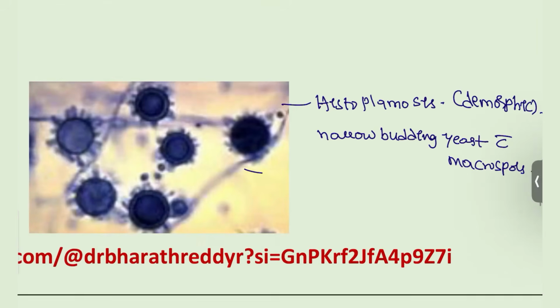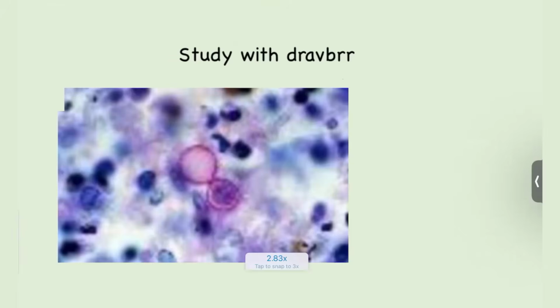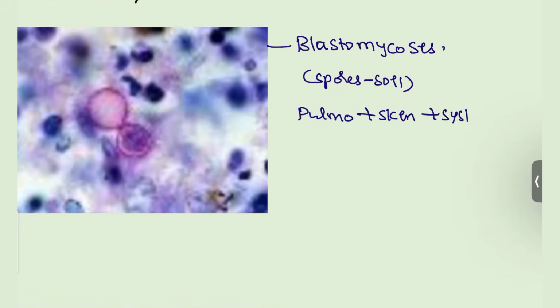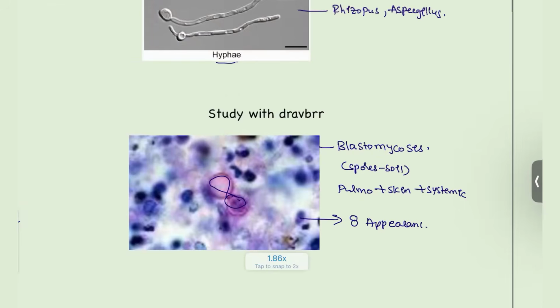Here, another picture. This is known for blastomycosis. Blastomycosis, another dimorphic fungus. It is transmitted from the inhalation of spores from the soil. First it is going to involve the pulmonary system plus skin, and then it is going to involve other systems also. On the diagnosis, you are going to see the broad-based budding appearance. Right, this is for blastomycosis and some important points of mycology.